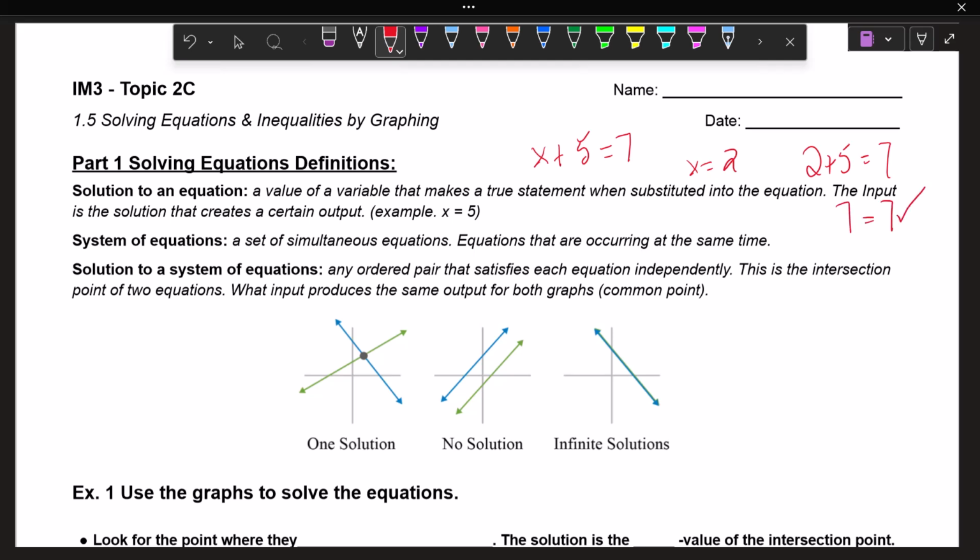System of equations: one or more equations happening at the same time. And a solution to the system of equations is a common point between those lines or equations. So we can have one solution where they just intersect once. We can have no solutions when they have the same slope, and if they have the same slope, they're parallel. Or they can have infinite solutions if they're the same line.